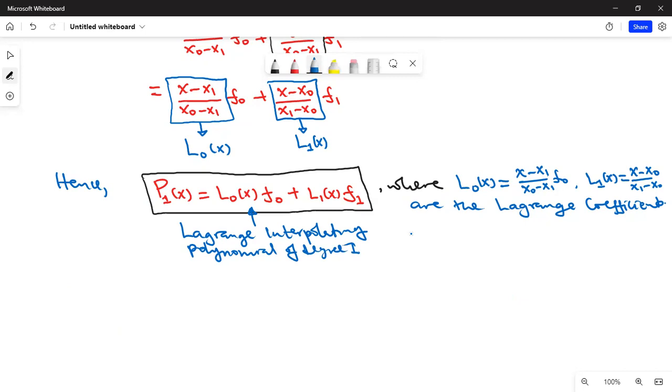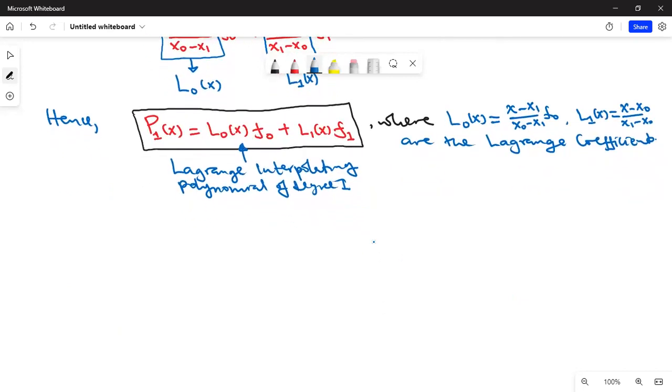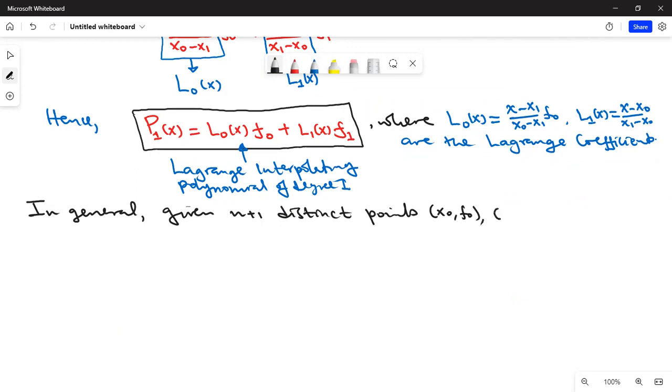So we'll need to have n plus 1 distinct points, or simply tabular points, so that we come up with that polynomial. So you can say that in general, we are now deriving a polynomial of degree n. In general, given n plus 1 distinct tabular points, the points are x0, f0, x1, f1, all the way up to xn, fn.